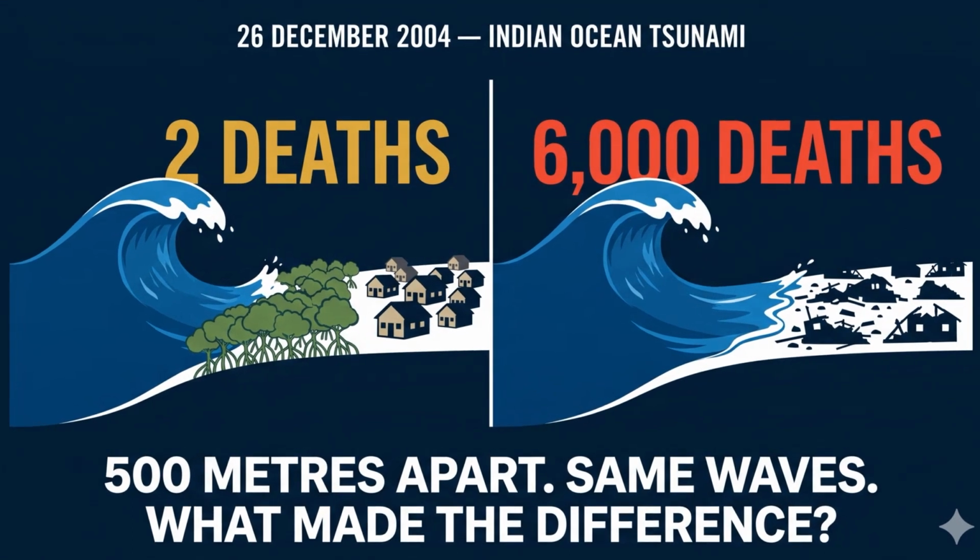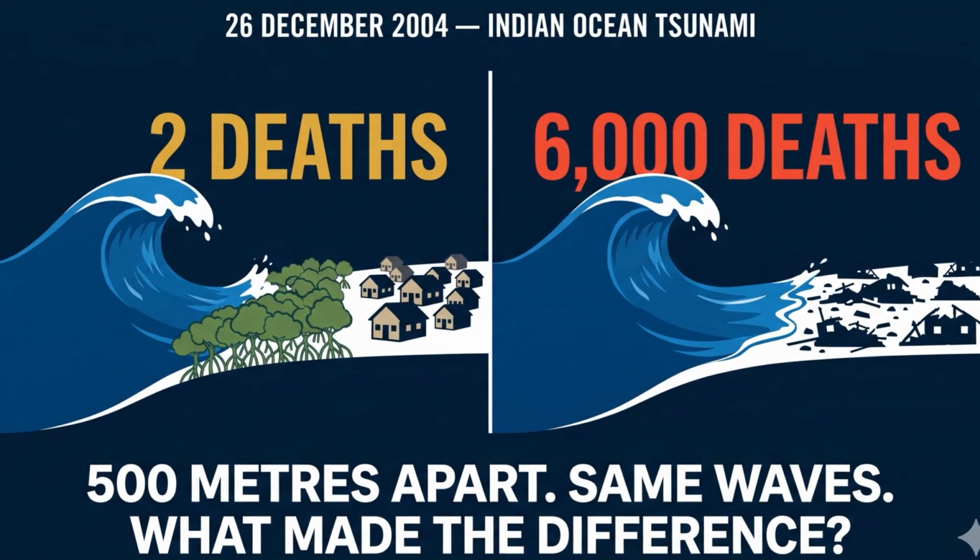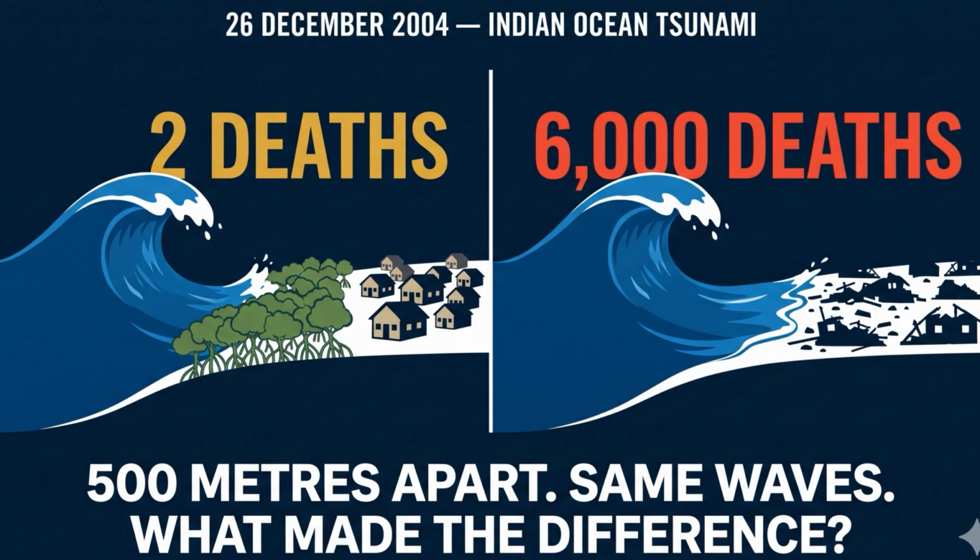26 December 2004. A magnitude 9.1 earthquake off the coast of Sumatra triggered one of the deadliest tsunamis in recorded history. Waves up to 30 meters high. 230,000 people killed across 14 countries.